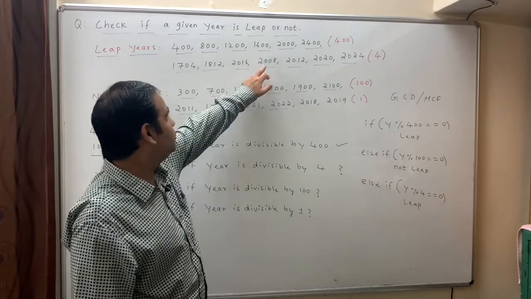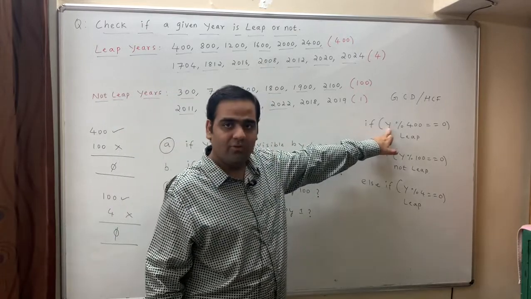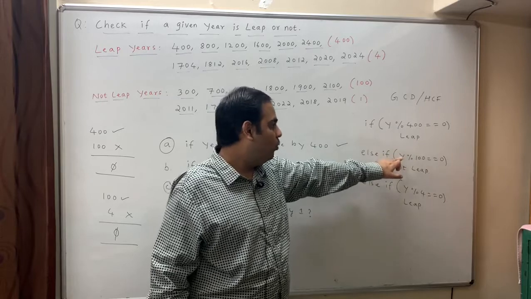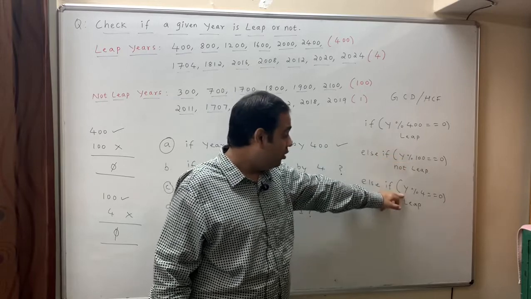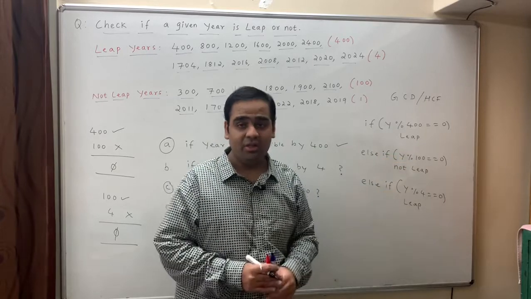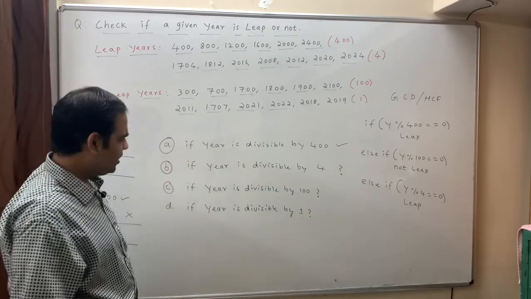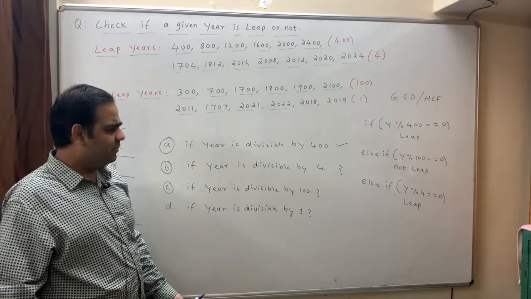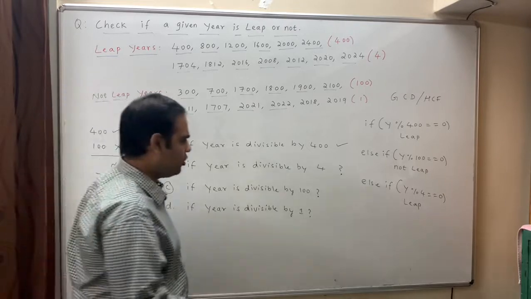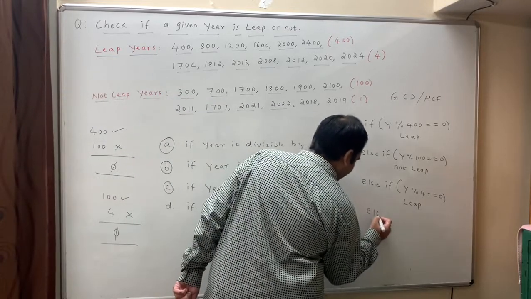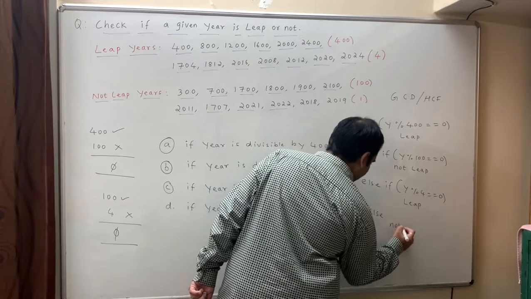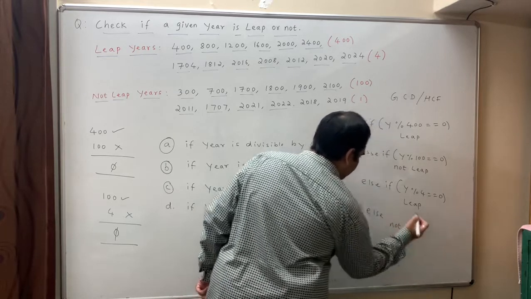Now let's take 2008. 2008 modulo 400 equal to 0? No. Modulo 100 equal to 0? No. Modulo 4 equal to 0? Yes. And it says it's a leap year. That means we have taken care of this condition as well. Now, the rest of all numbers are divisible by 1, therefore I can just write yes and I can say not a leap year.